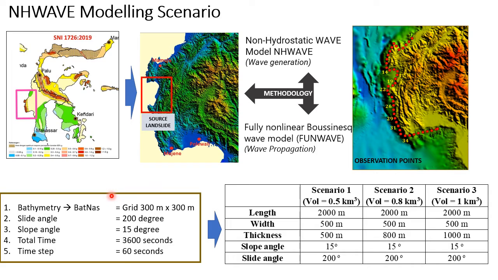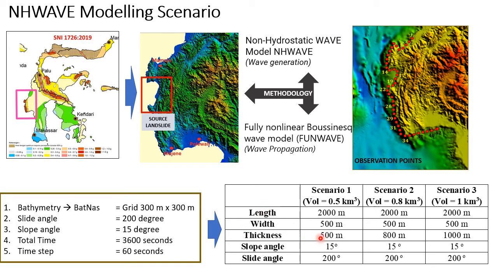This is the data that we use for NHWAVE simulation. The bathymetry we obtained from BATNAS, or Bathymetry Nasional, and the grid size is 300 meters, both columns and rows, and the slide angle is 200 degrees. The slope angle is 15 degrees, and the total time for NHWAVE simulation is 1 hour with a time step of 1 minute, or 60 seconds.